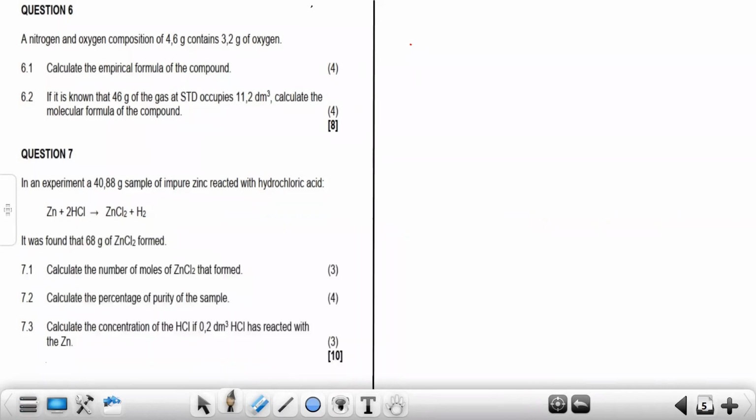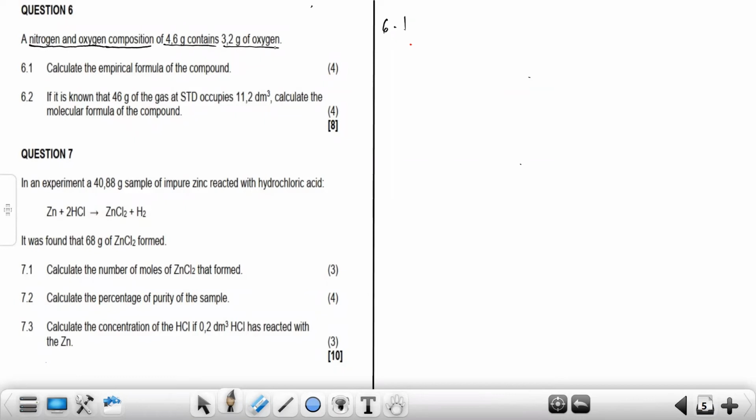6.1. So with 6.1, the catch here was a nitrogen and oxygen composition. It means in a reaction vessel, we have a mixture of nitrogen and oxygen, but that mixture has a total of 4.6 grams. So I must be in a position of finding the mass of nitrogen, because I am given the mass of oxygen.